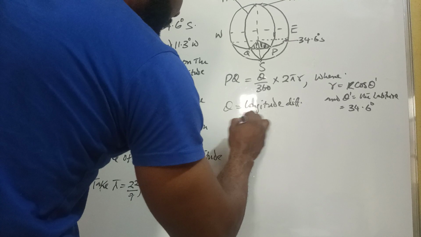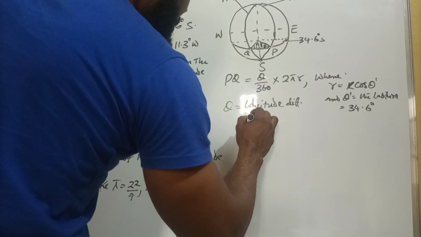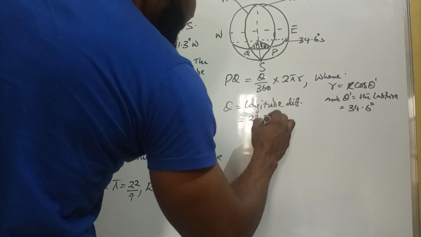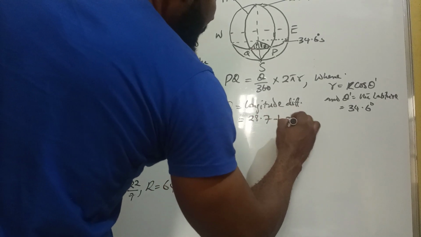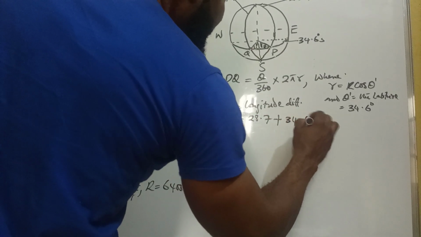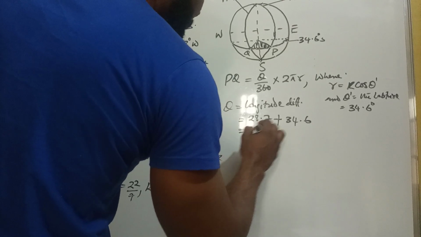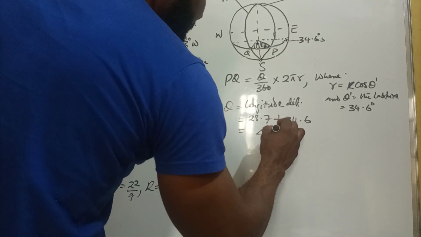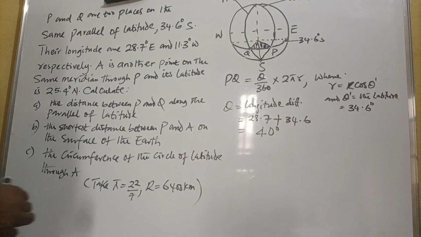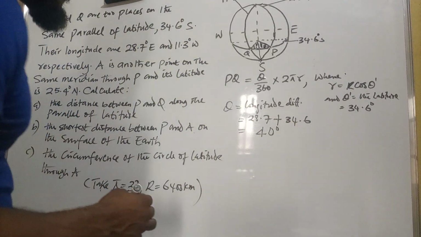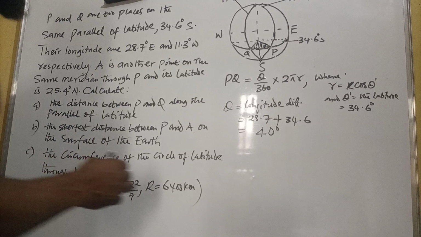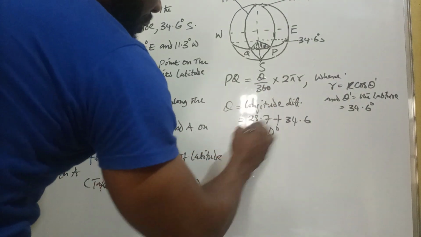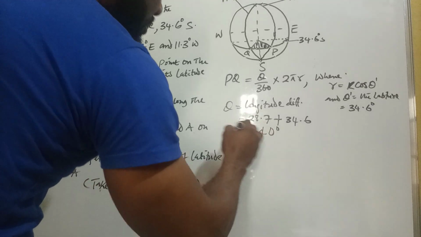So I am going to add 28.7 plus 34.6. When you add these two together, you are going to get 40 degrees. Then we are going to substitute this into the formula.